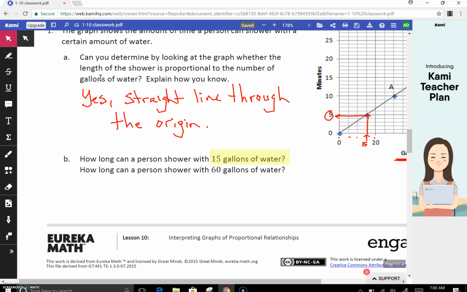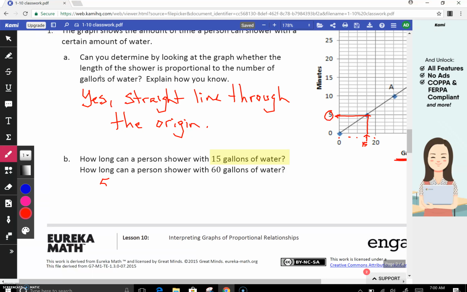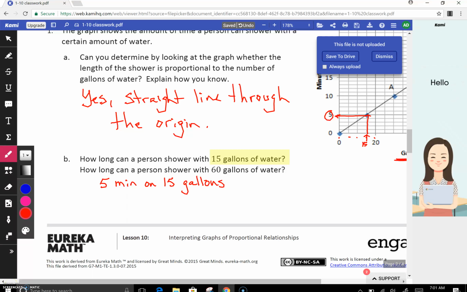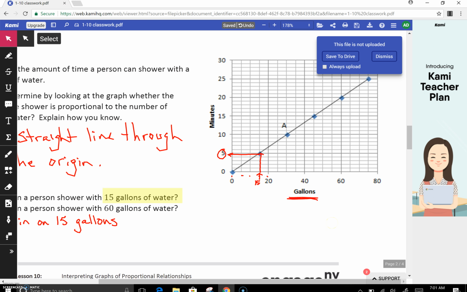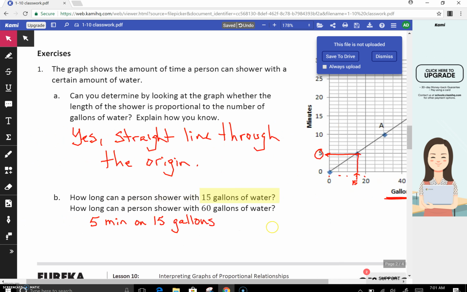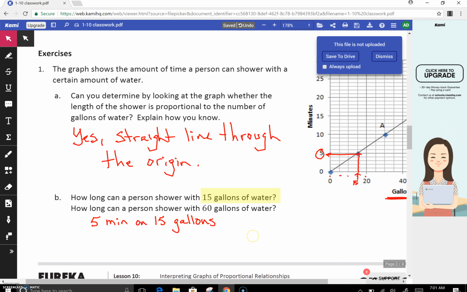So how long can a person shower on 15 gallons? 5 minutes. Then they ask us how long would 60 gallons of water last? We do the same thing. We find 60 on the graph, follow it up and then over, and 60 gallons would last 20 minutes.